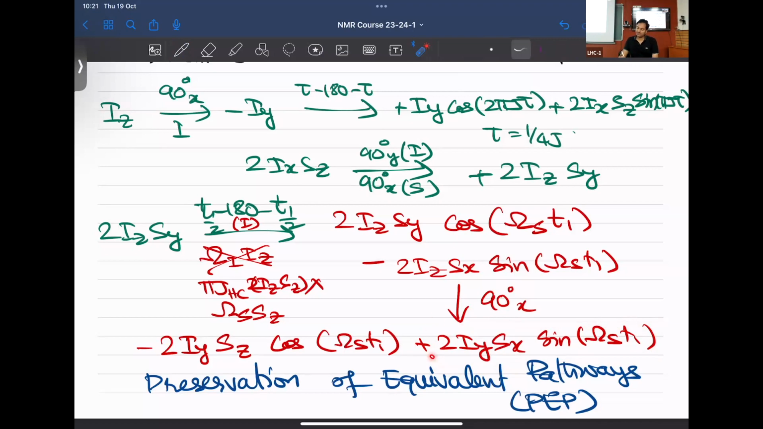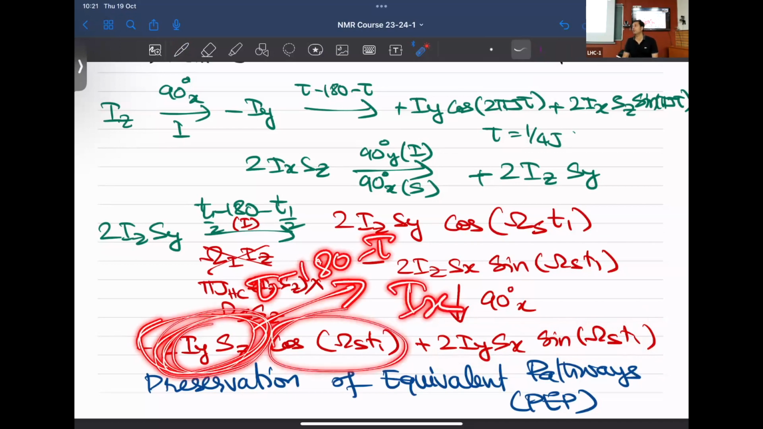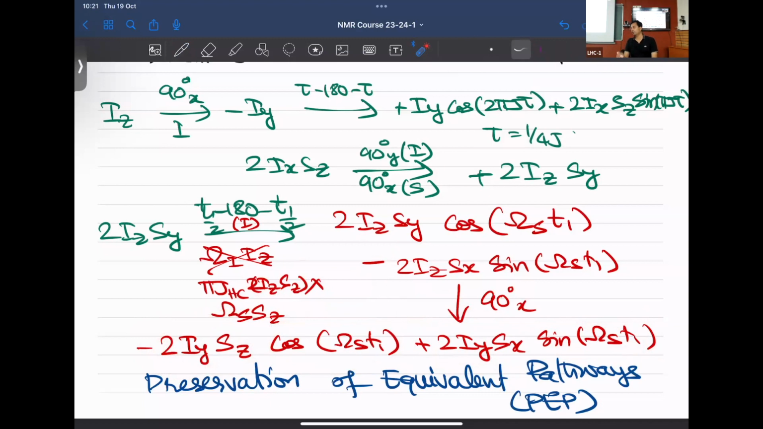Okay, so your concern is correct. Why are we ignoring it? In this case, we'll ignore it because we are doing a regular HSQC. We'll just take the single quantum term. In the tau 180 tau, scalar coupling will be active and this will end up becoming IX times cos modulation, minus IX or whatever. You keep the receiver accordingly. Make sense?